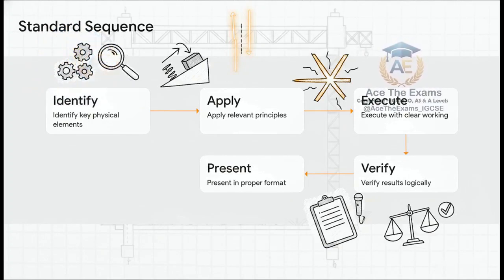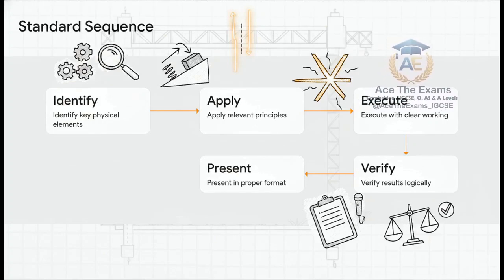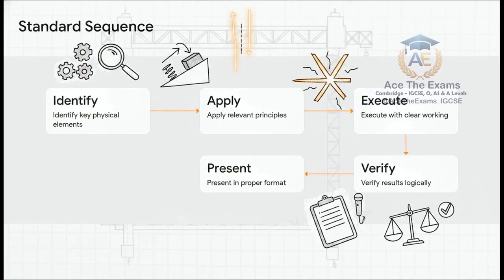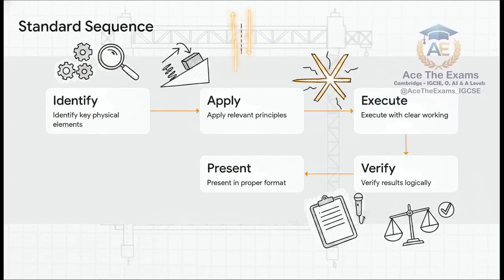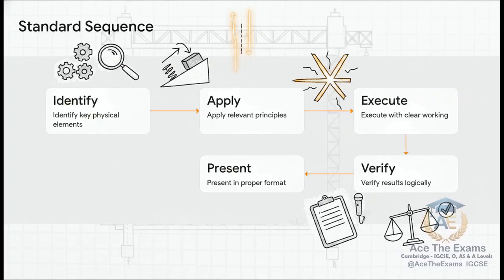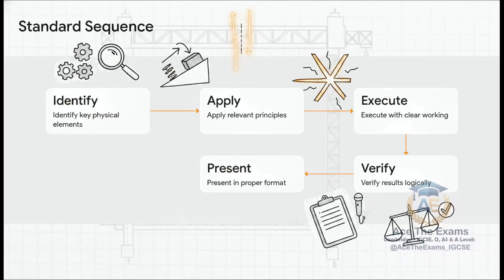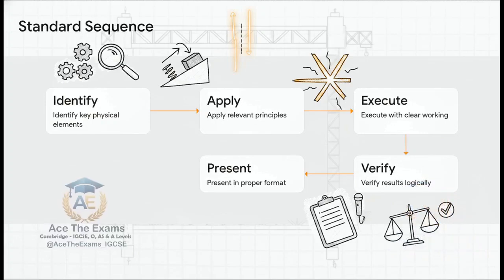Now, when our builders hit an unexpected structural crack, we immediately deploy this 5-step procedural framework. First, you identify the key elements, what forces are actually acting here. Second, apply the relevant principles, like energy conservation. Third, execute your analysis with abundantly clear working. Fourth, verify your results. And finally, present it in the appropriate format. This right here is exactly how you build an unshakable argument.